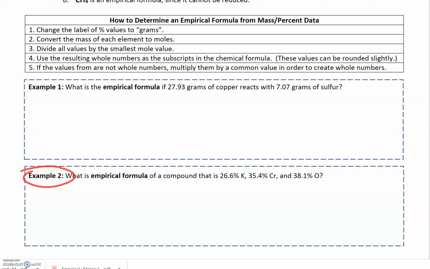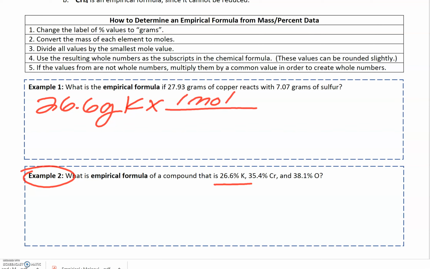And so we have 26.6%. We're just going to convert that into grams. And all we do is just take the percentage and replace it with a G for grams. So we can write 26.6 grams of potassium. So first thing that we're going to do is we're going to convert this into moles.